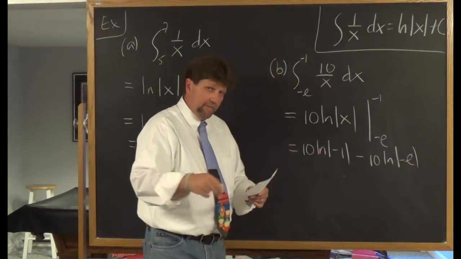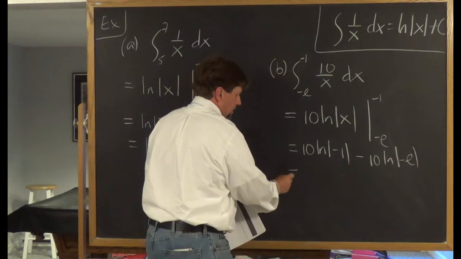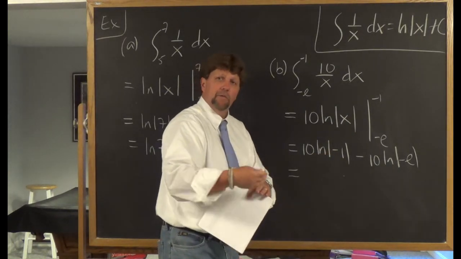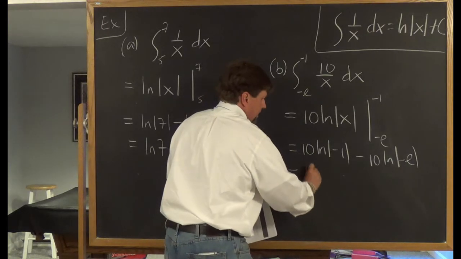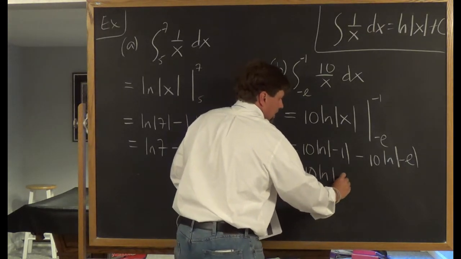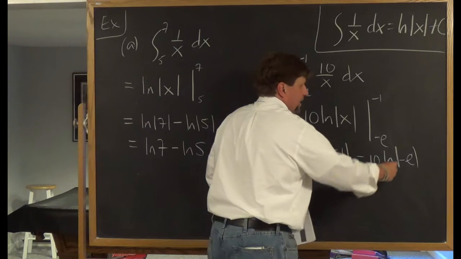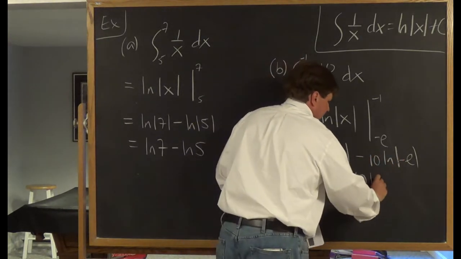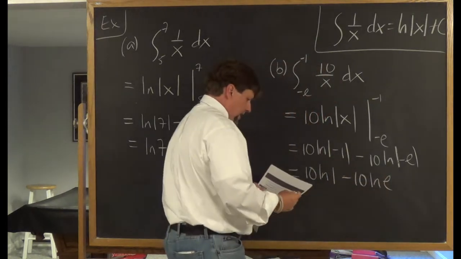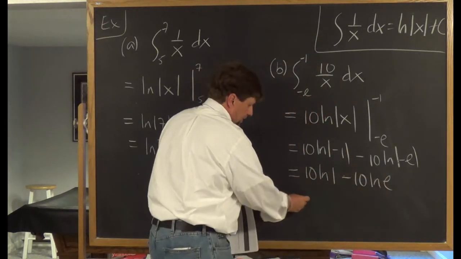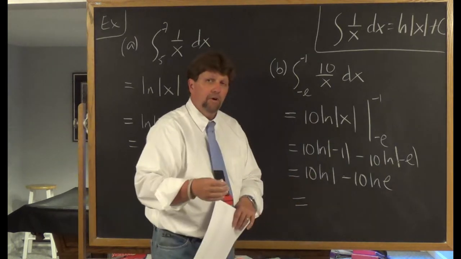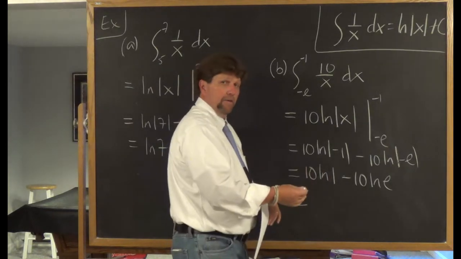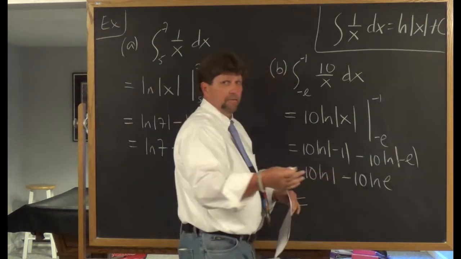And it's important that we have these absolute values here because, well, we know the absolute value of negative 1 is 1. So we have 10 times the natural log of 1 minus 10. And then the absolute value of negative e, well, that's e. So 10 times the natural log of e. And we can actually clean this up a little bit more. We know the natural log of 1 is 0. So this is 10 times 0. 10 times 0, well, that's 0.